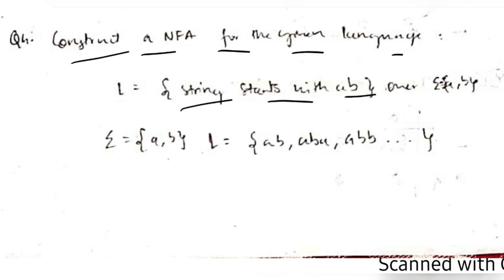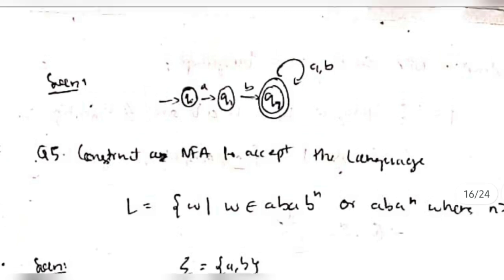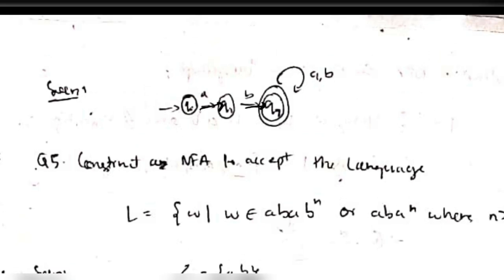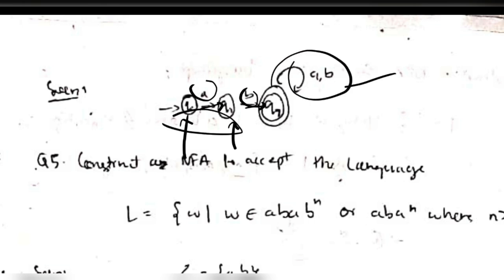Construct an NFA for the given language: a string starts with AB. Here we have starting AB, so the minimum string is AB. We'll have three states then, with A and B. Now after that you can make a loop for B here, or if you don't want, you can skip it, as I have skipped here, but here I have made it. Here also you can skip.